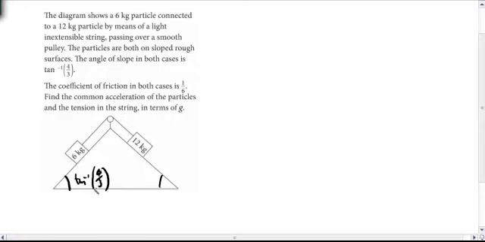Well, just looking at this, those angles are the same. This one is going to accelerate down. We know that because 12 kilograms is greater mass than the 6 kilograms, it'll go down that way. Now, when we get tan inverse of 4 over 3 like that, it's way better to use that. When they tell you that, you can construct a little triangle here.